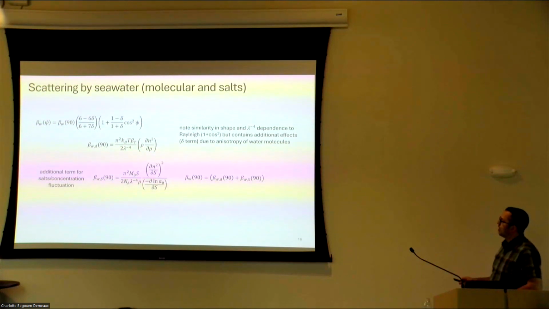And then when you add salt, you get these other terms that relate fluctuations of, for example, the index of refraction relative to the concentration or the salinity.